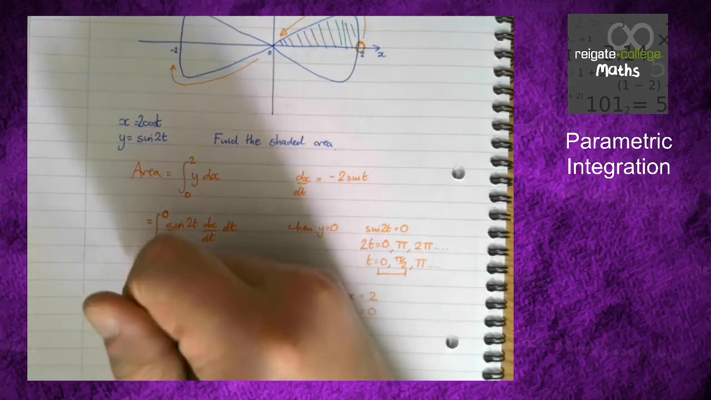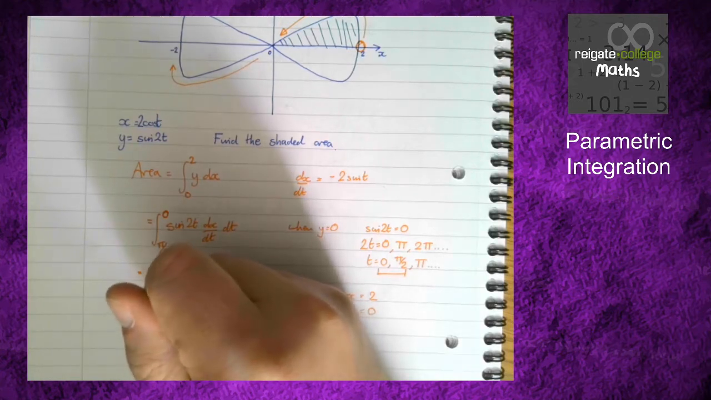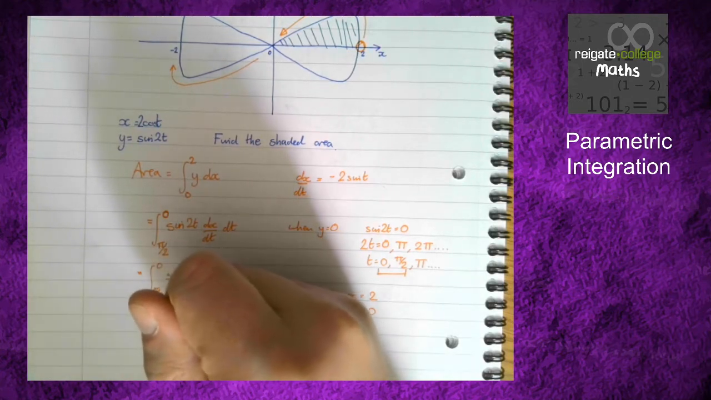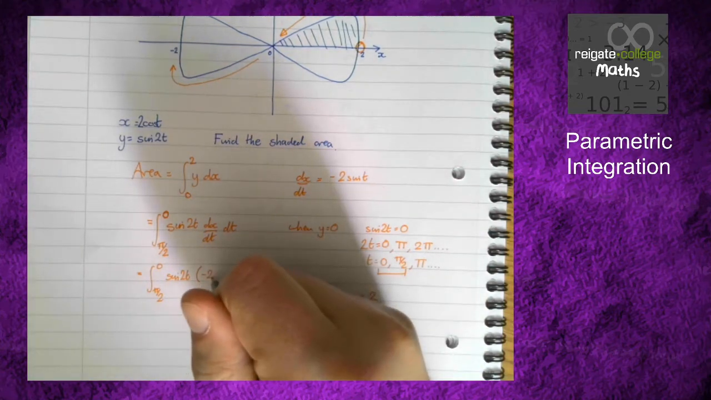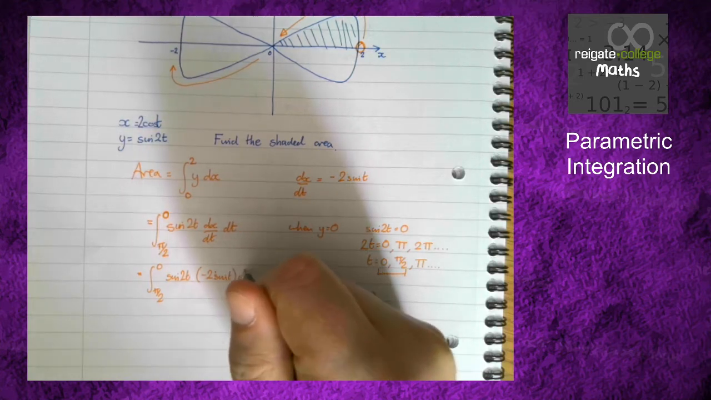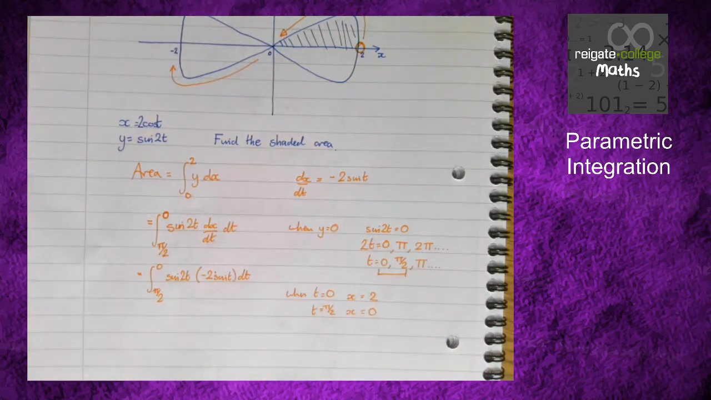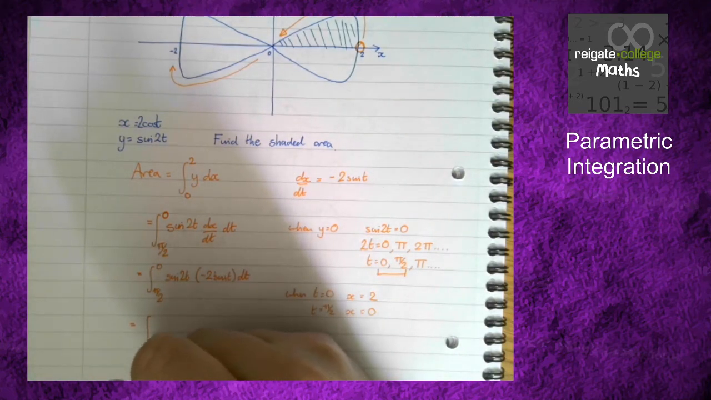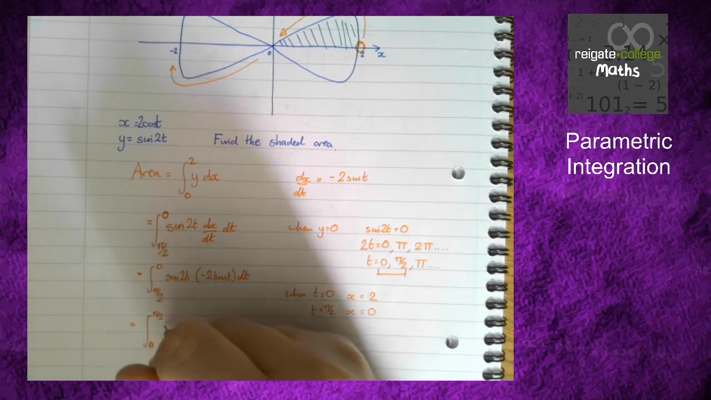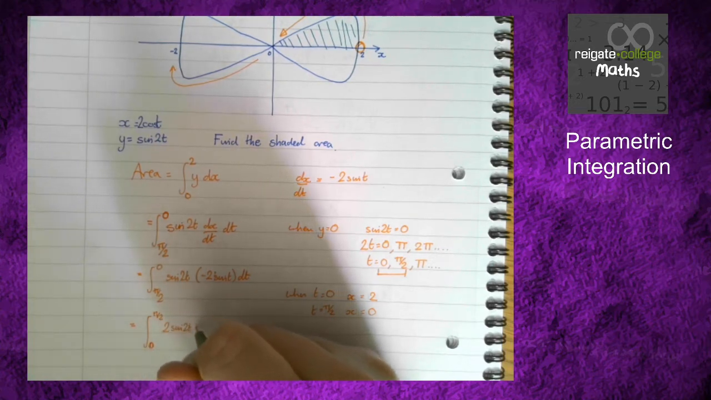So make sure you put it in. So we got sine 2t times minus 2 sine t times dt. Now this is what we can do with the limits. Because we have a minus now, if we multiply the whole thing by minus 1, we're allowed to swap the limits over, which in reality gets rid of this. So let's do that. So that's 0 to pi over 2, 2 sine 2t sine t.